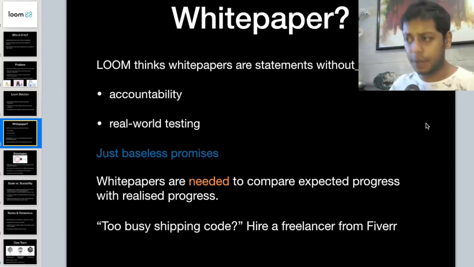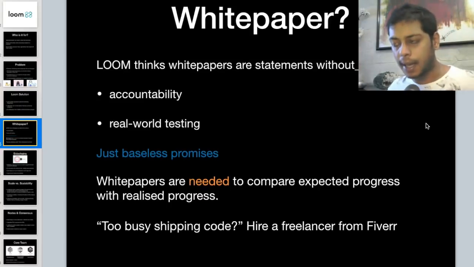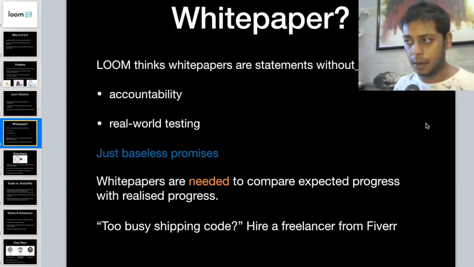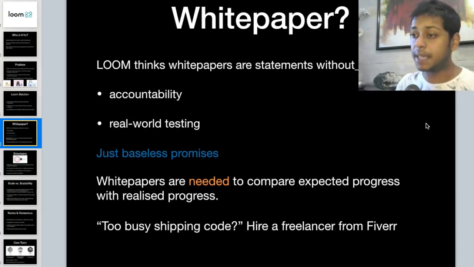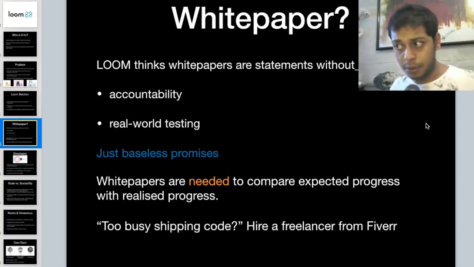So in that Medium post, all links in the description so you can check it out. I've labeled all my sources. Loom thinks that white papers are basically just statements without accountability nor real world testing. Their logic is, how can you plan for something if you don't know the potential of the technology? So basically what they're saying is that white papers are a whole bunch of baseless promises that no one's really holding anyone accountable to.